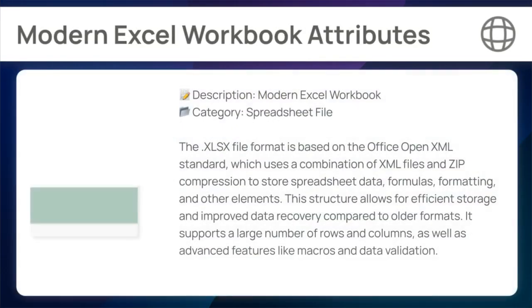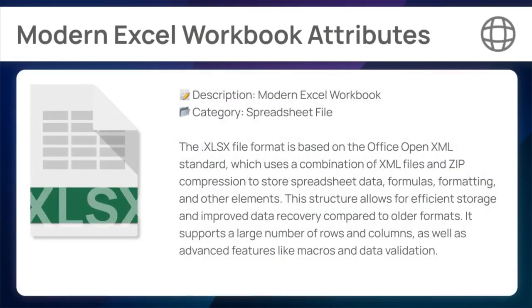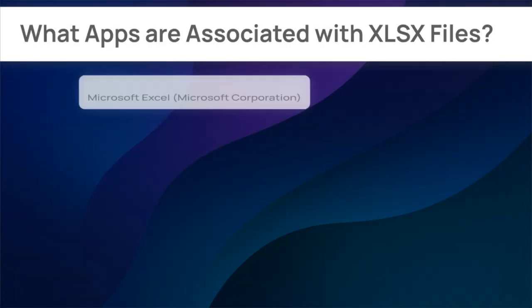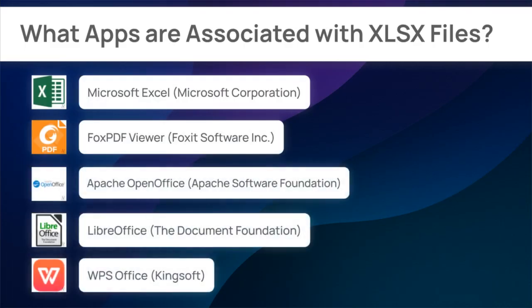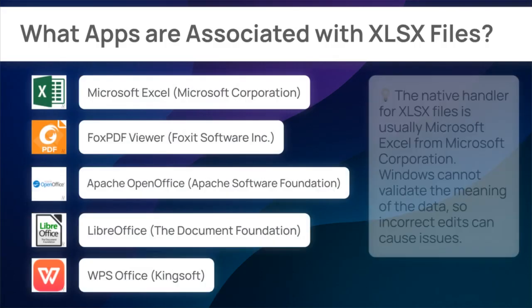The XLSX file format is based on the Office Open XML standard, which uses a combination of XML files and zip compression to store spreadsheet data, formulas, formatting, and other elements. This structure allows for efficient storage and improved data recovery compared to older formats. It supports a large number of rows and columns, as well as advanced features like macros and data validation. The core association for the XLSX file points directly to Microsoft Excel, developed by Microsoft Corporation.